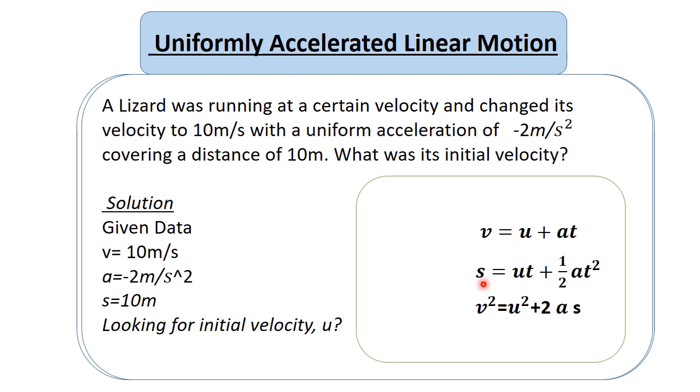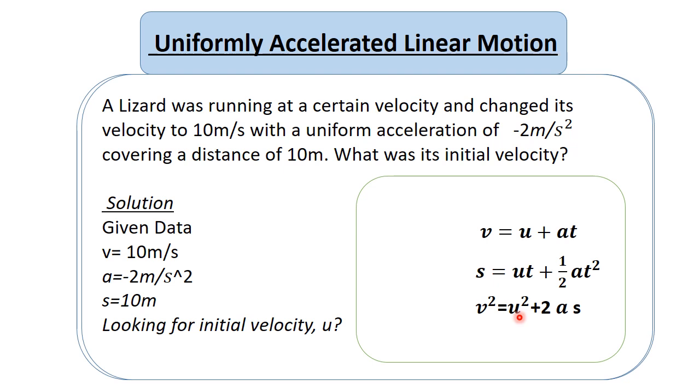So go to the second one. Final velocity, we don't have. So this one is disqualified. We go to the third one. Final velocity, we have; acceleration, we have; distance, we have. We're looking for what? Initial velocity, we have. So this one is the one that we're going to use.